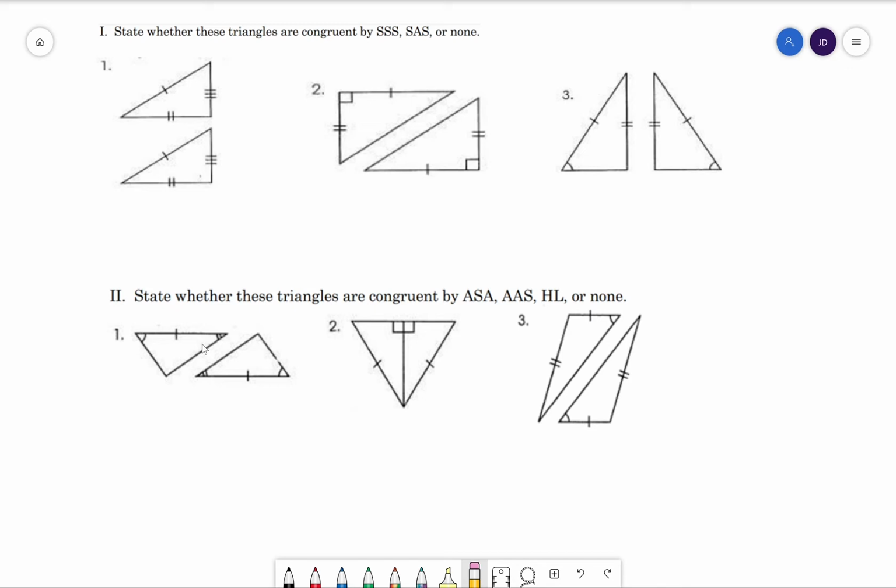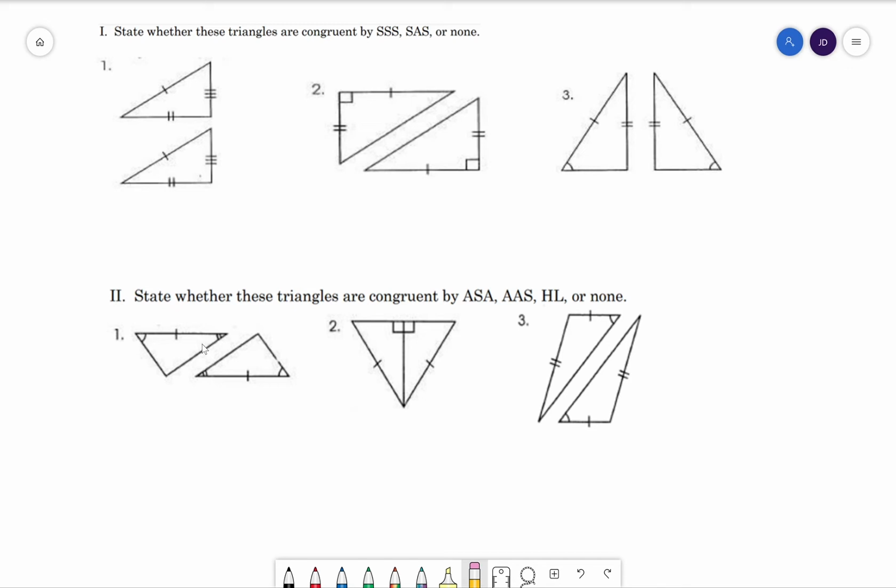All right, so this week's assignment, we're talking about triangle congruence. First, let's talk about the word congruence. What does congruence mean? It means the same exact shape, the same in every respect. The sides are the same length, the angles are the same. They are exactly the same triangles.